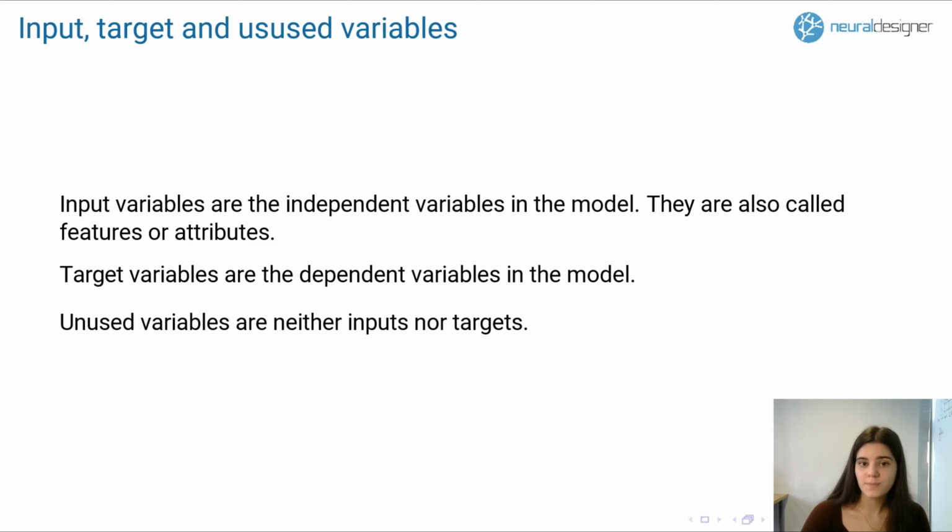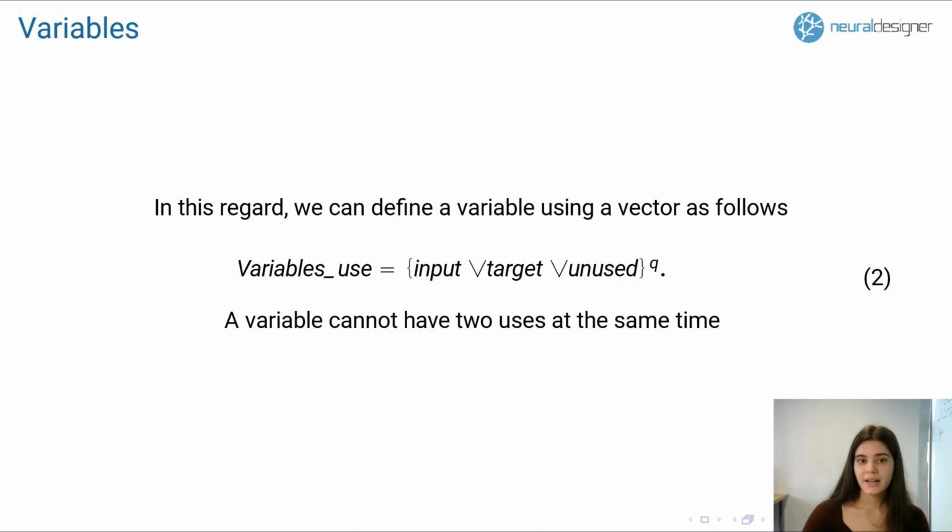In approximation problems, targets are continuous variables, power consumption, product quality, etc. In classification problems, targets are categorical variables, fault, churn, etc. In this type of application, targets are also called categories or labels. Unused variables. Unused variables are neither inputs nor targets. We can set a variable to unused when it does not provide any information to the model, ID number, address, etc.